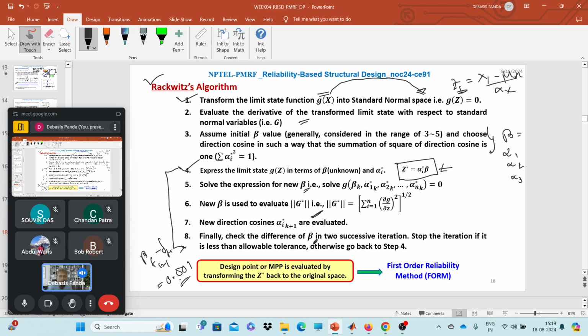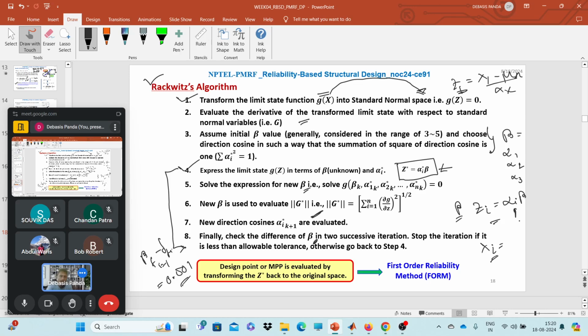Once we achieve convergence, we can calculate the beta and the z i points. z i is nothing but alpha i into beta. What is that alpha i? The direction cosines related to the variables you have provided. Now once we have z i, we can convert it back into the original space, that means we can get x i.